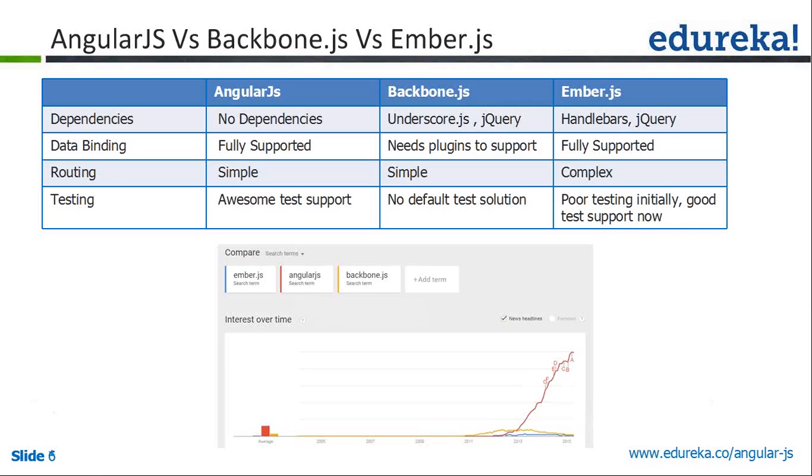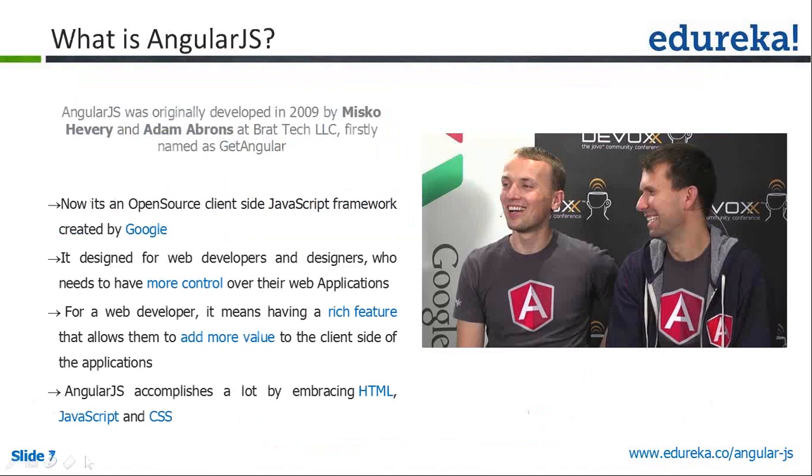Okay, let's start the session. Okay, now what is Angular.js? Angular.js is a JavaScript framework created by Google. Before this, Misko and Adam created this Angular.js library, then it was taken over by Google. So they are supporting this Angular.js framework now.